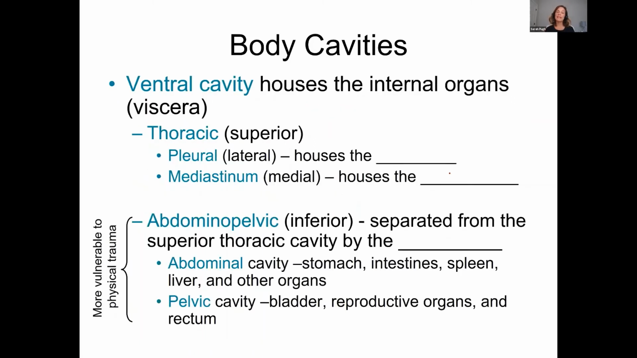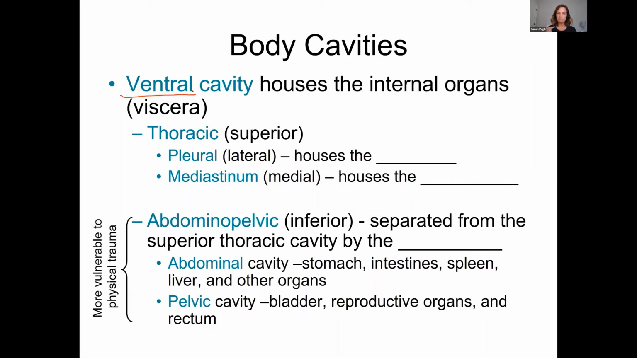Now the ventral cavities, these are the ones in red that are in the front of the body, right? Remember, ventral means front. These are going to house a lot of your internal organs. Another term for internal organs is the term viscera. A lot of times you might hear me call them visceral organs. Those are all those internal organs right in the front of the body.